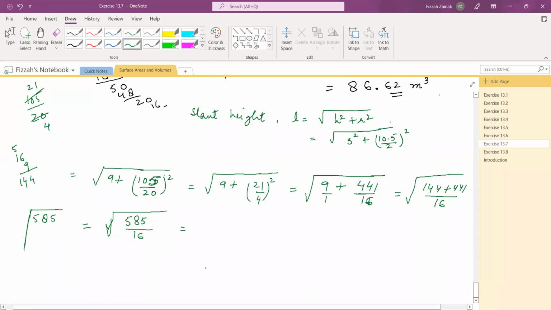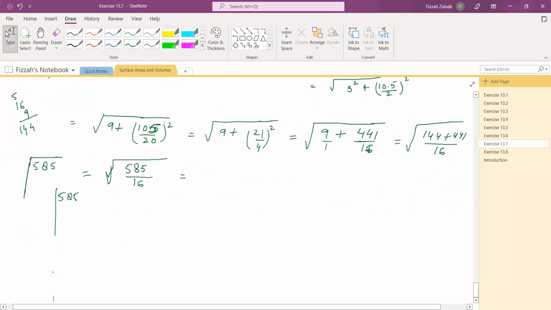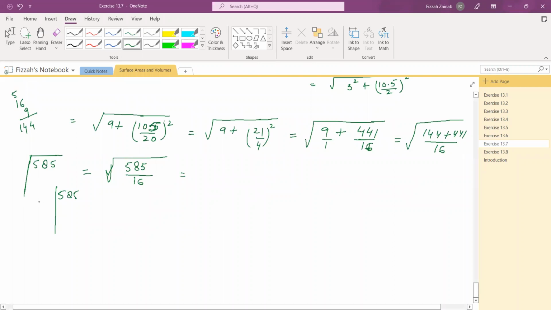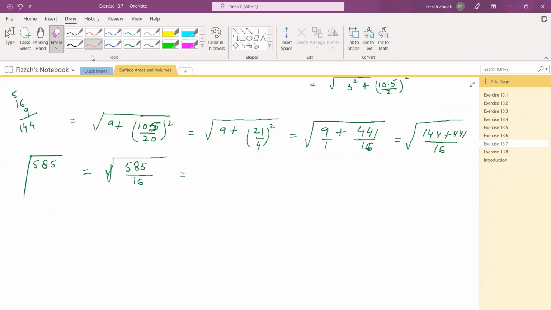Shall we find the factors in this case? Okay, use the table of 5 here because it's a multiple of 5, I can see. 5 into 1, then 5 into 117. Can I divide this number further? Okay, I don't think I can use the factor method. Let us try to use this other method.